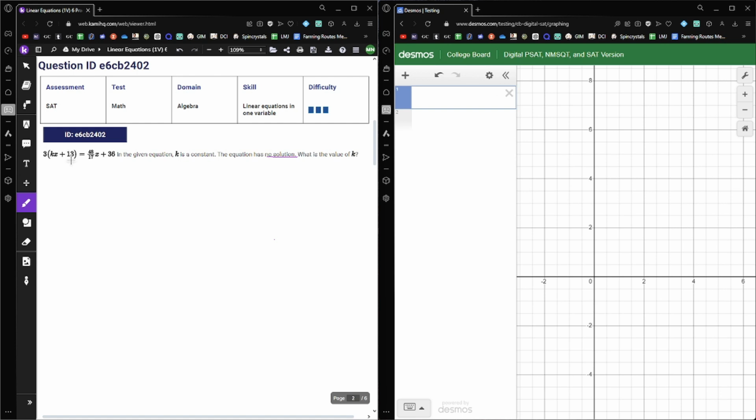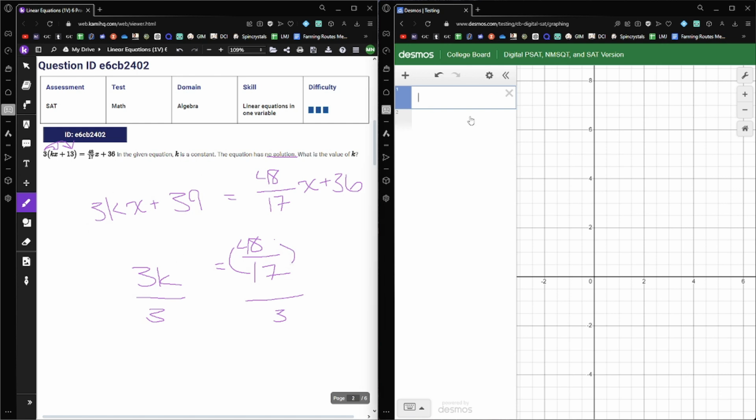Now unfortunately, this slope right here on the left side is protected by some parentheses, so we do have to distribute and do some math. Oh, what a shame. Alright, so there we go. 3 times kx is just 3kx, plus 3 times 13, which is 39, is equal to 48 over 17x plus 36. Now the slopes are just the numbers before the x, so here we have 3k is equal to 48 over 17. Now, all we've got to do is get k by itself, and we're going to do that by dividing both sides by 3.